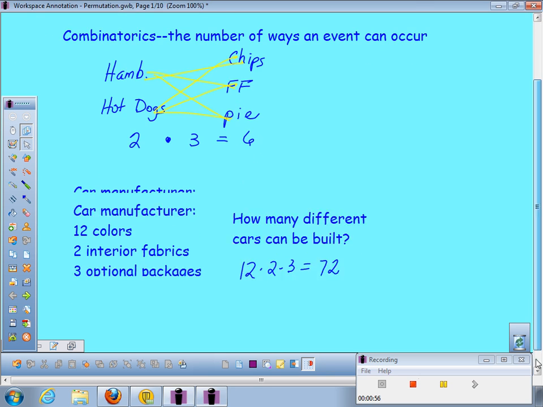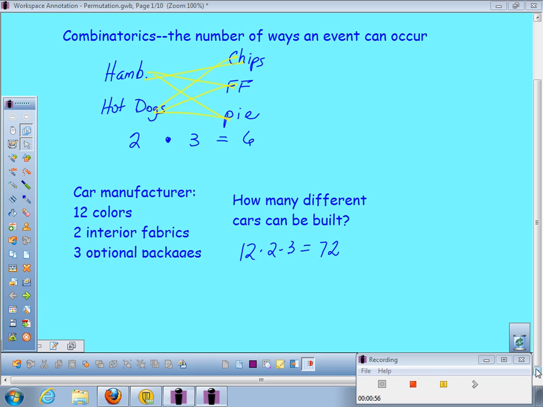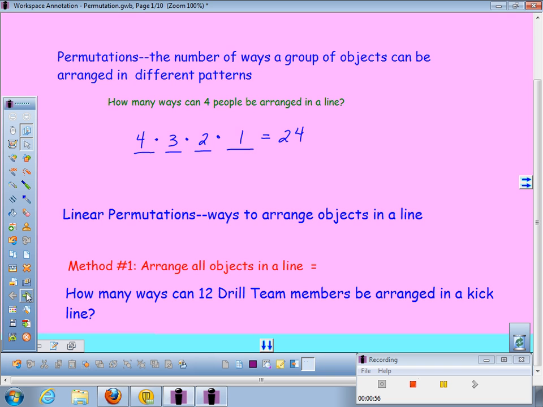Okay, class, what is this bottom one showing us? How many ways can cars be built? So we had 12 colors, we had two fabrics, we had three option packages. If you multiply those together, we find out there's 72 different versions of a car that can be built. And they all think this is too simple, and they were worried about what's coming.